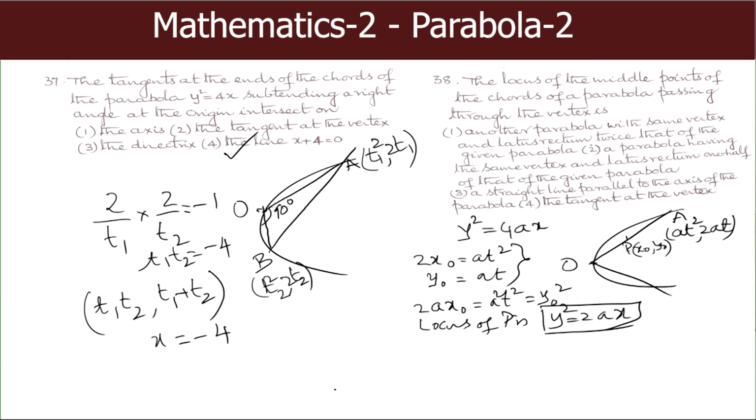y square equal to 2ax. Now, this is a parabola having vertex same as that of the given parabola. Its vertex is (0, 0), the origin.